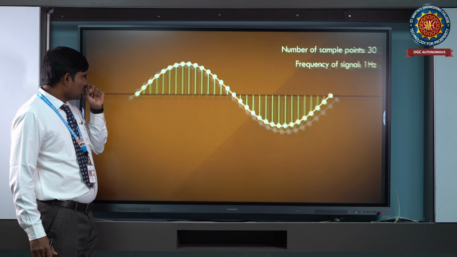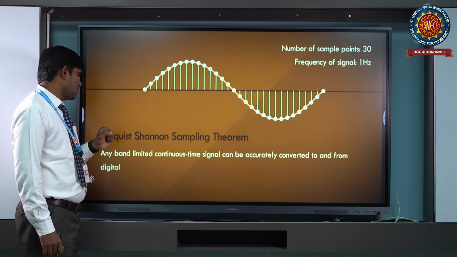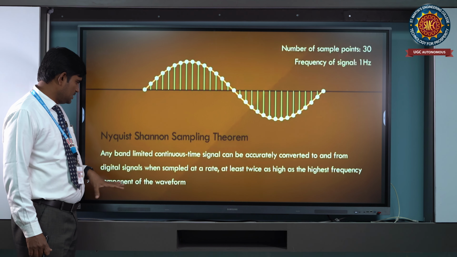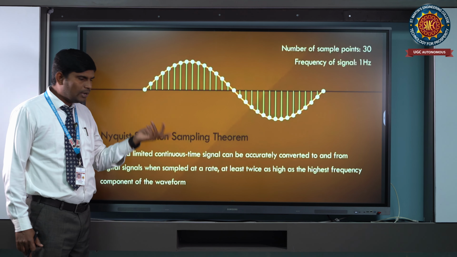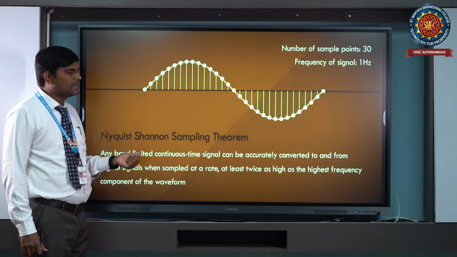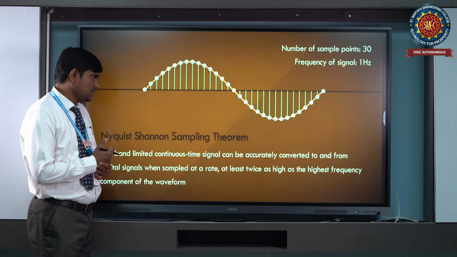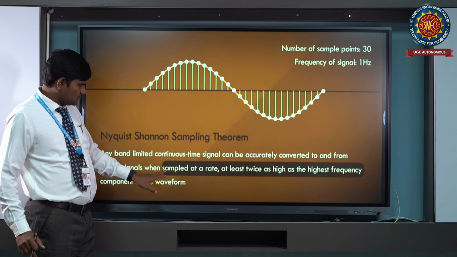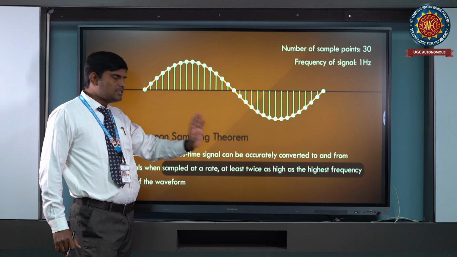Okay, so therefore, what is the limit and what is the number which one can have? That is given by the Nyquist-Shannon sampling theorem. As we have discussed in the time domain approach, any band limited continuous time signal can be accurately converted into digital signals when sampled at a rate equal to twice the highest frequency of the input signal. So the first part indicates at what rate, how many samples we have to take.